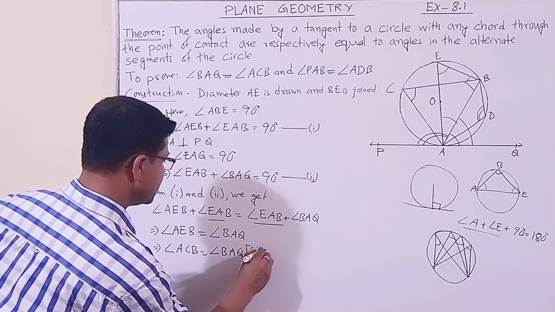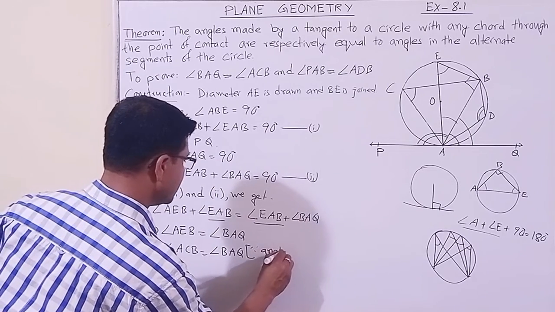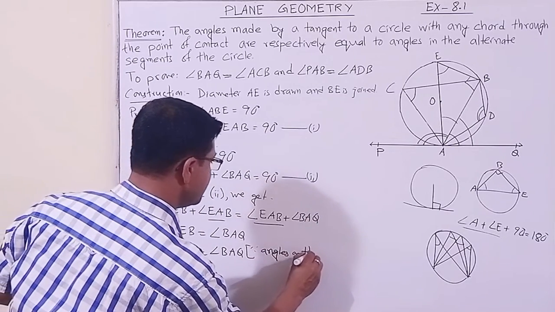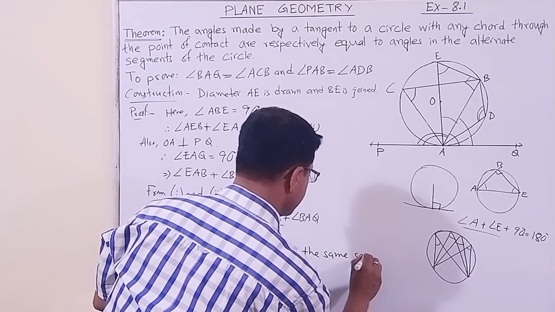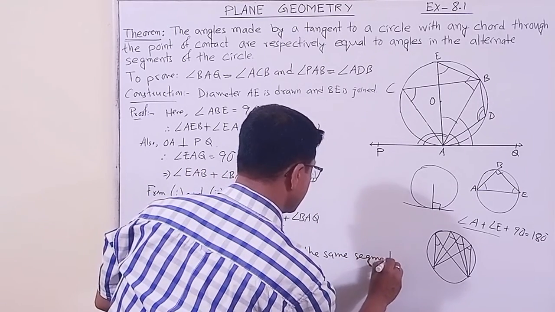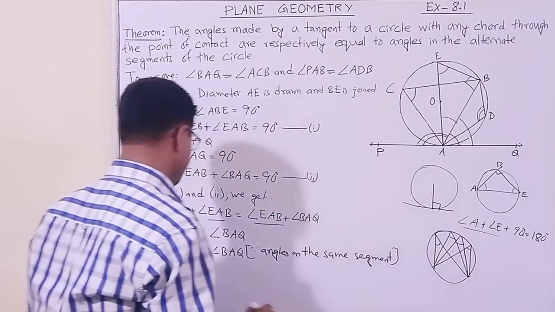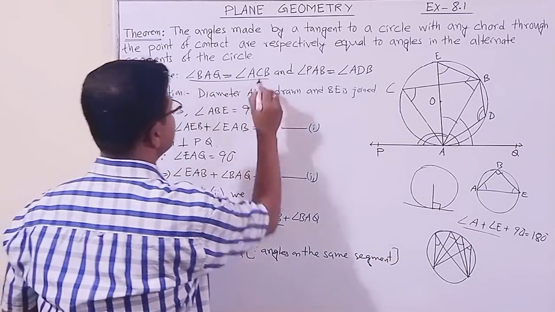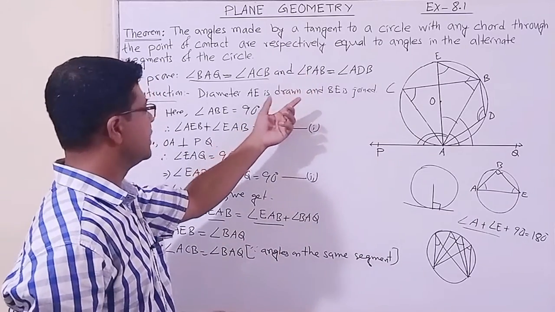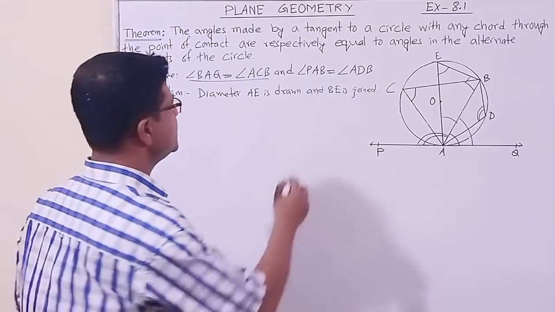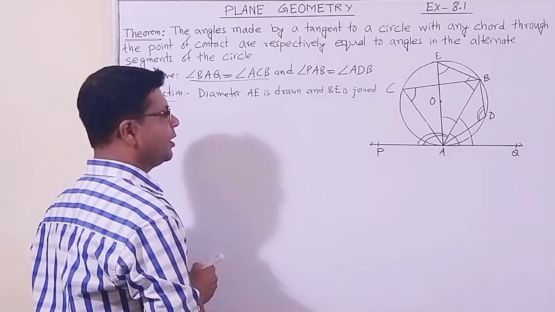Reason, since angles on the same segment are equal. So we have proved the first part. This part is proved. Now this is left. For that we have to rub this part. Now my beloved students, we shall prove this part. Okay, now how to do?